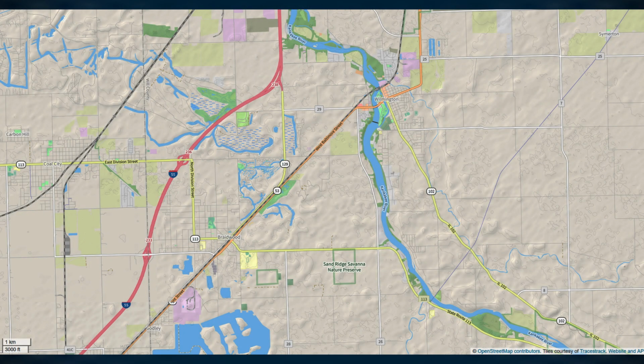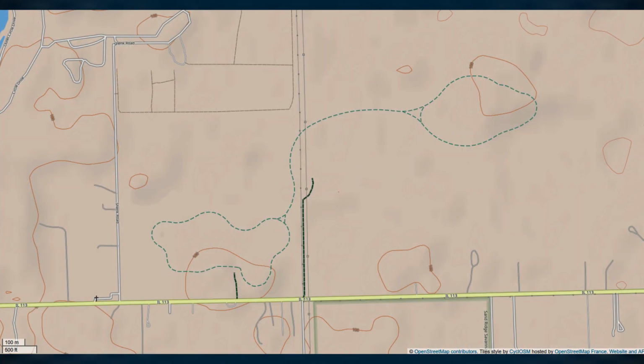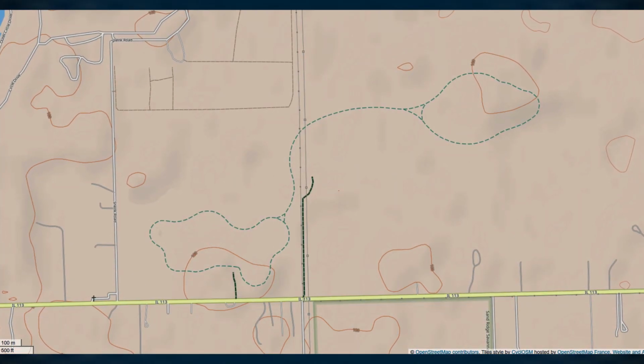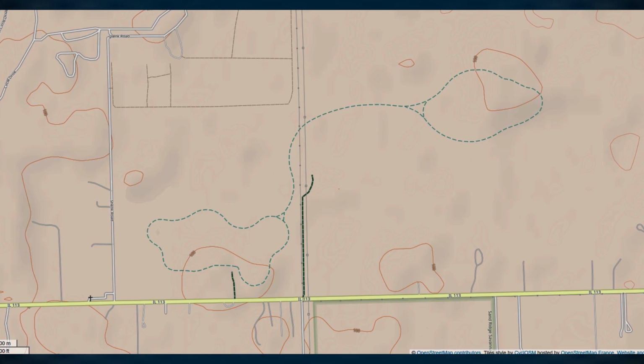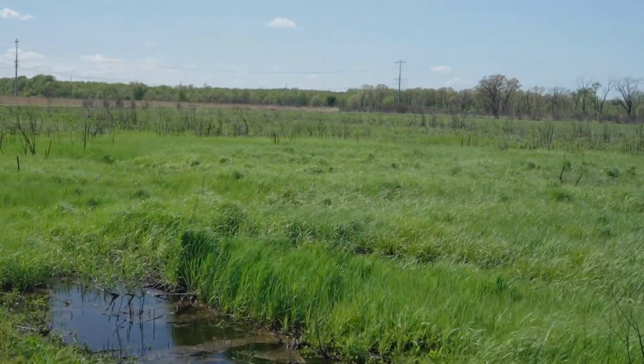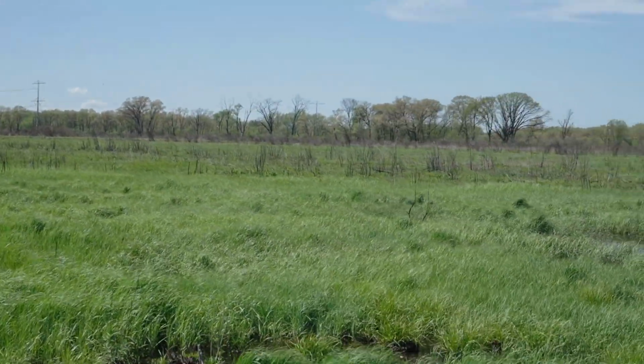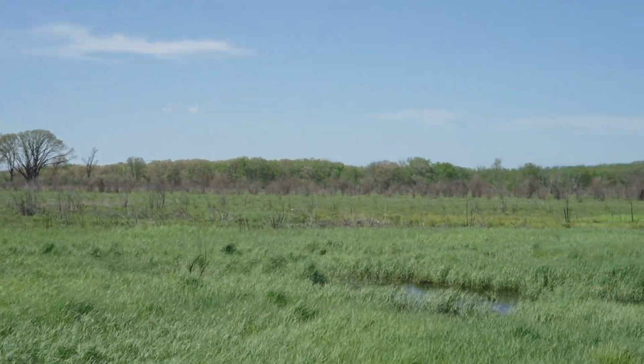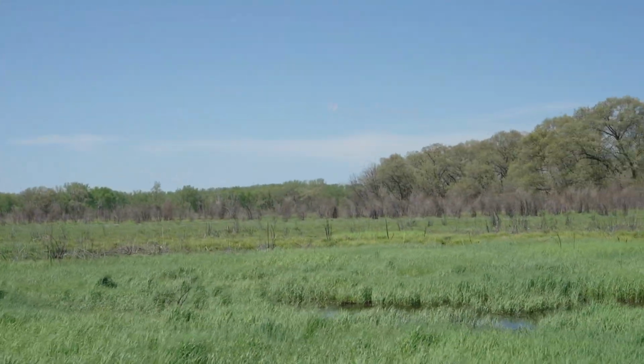One of these areas is located between the town of Braidwood and the Kankakee River, where there are several preserves. Among them, the Kankakee Sands Preserve features 2.5 miles of crushed limestone trail. So I'm going to bike this trail and stop to check out some of the plants that jump out at me here in early May.